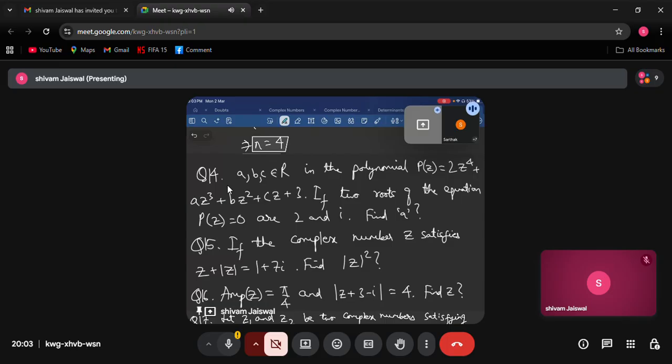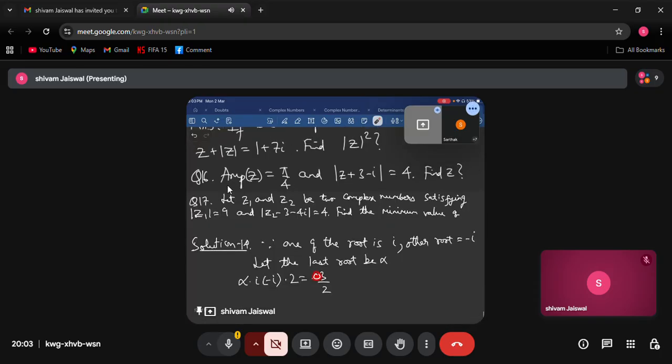Let me see. Minus a by 2 plus b by 2 minus c by 2 plus 3 by 2. So plus 3 by 2. Okay, so from here we'll get the value of alpha. Iota into minus iota will become minus iota square, that will be 1. So alpha will be equal to 3 by 4. Done. Now it is very simple to find the value of a.